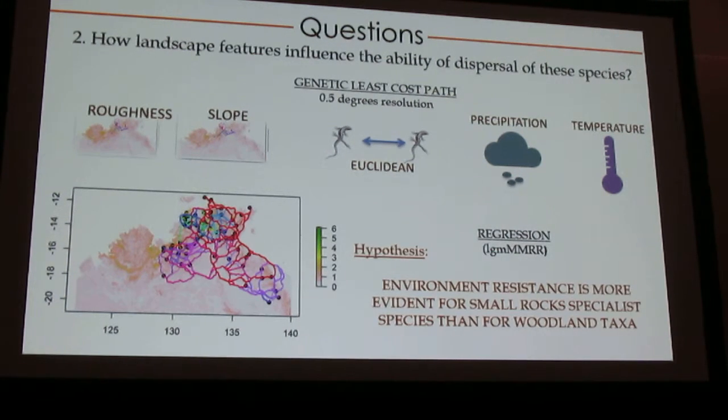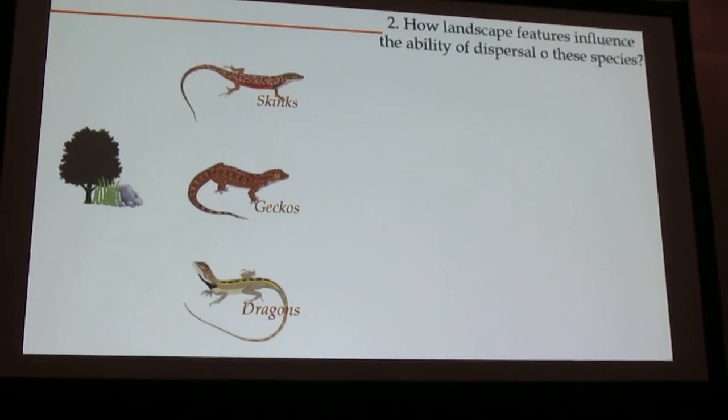My hypothesis is that the environmental resistance is more evident for small rock specialists when compared to the generalist woodland taxa. Looking just at the species that are habitat generalists, we couldn't see any environmental barriers being selected. Nothing seems to influence the gene flow and the dispersal of the skinks all around the Top End. This could be because gene flow is occurring all around, or maybe I didn't select one of the environments that could be limiting it.